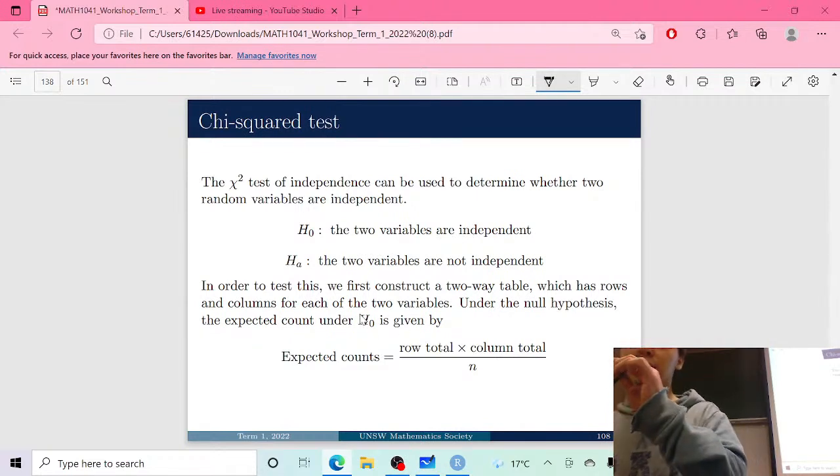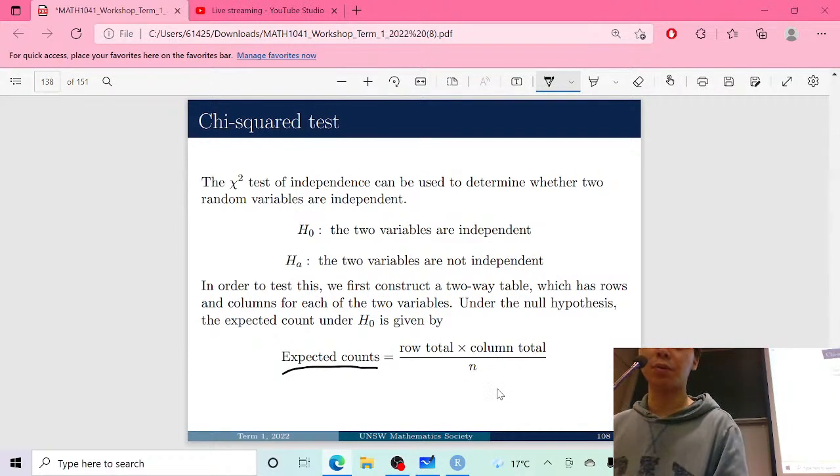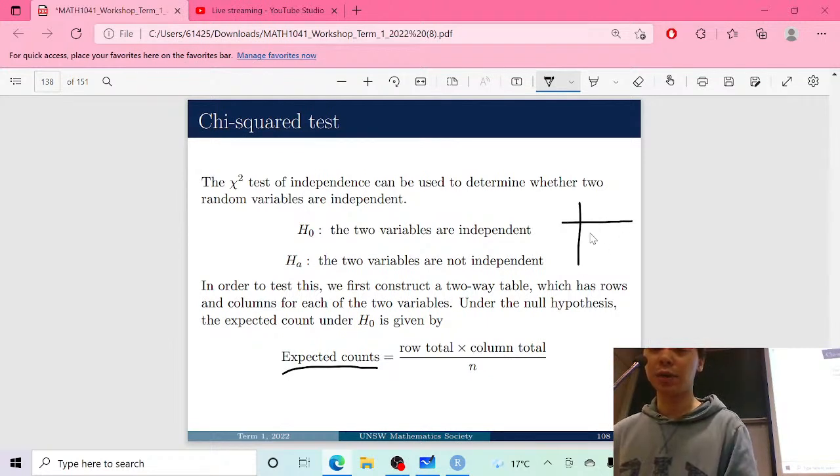For this test, there's one thing that we need to compute beforehand, and it's the expected count. The expected count is just going to be the row total times the column total, divided by the number of samples. So if you imagine that we had a table with cells 1, 2, 3, 4, so there are a total of two samples here, x1, x2, y1, y2. Then you basically want to count the row total.